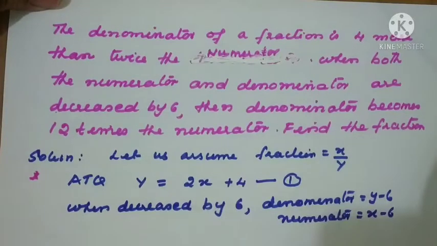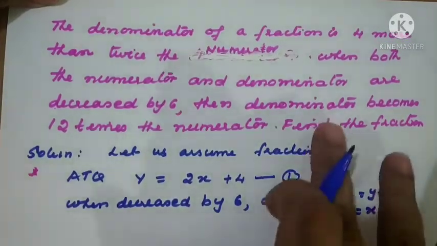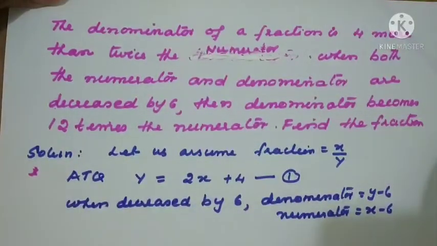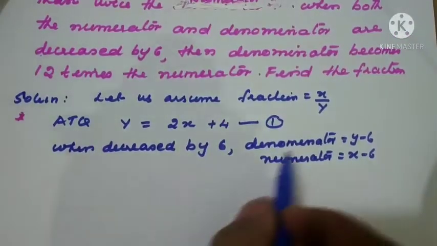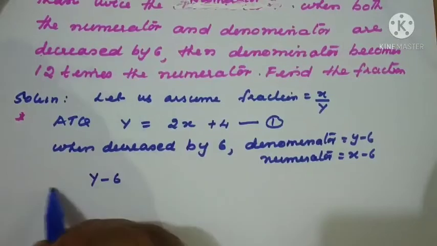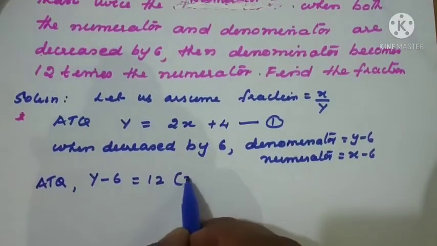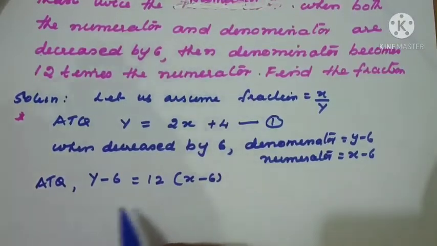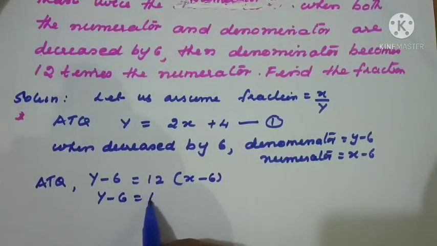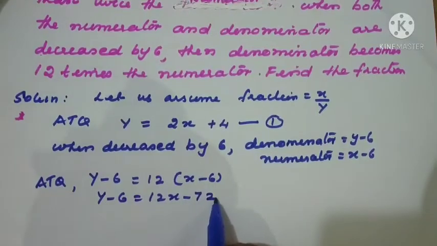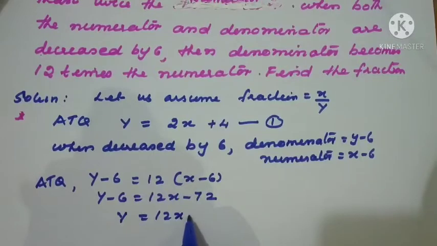Now what is the condition? According to the question, the denominator becomes 12 times the numerator. Denominator means y minus 6. I should write here, according to the question, 12 times the numerator. Now expand the bracket: 12x minus 72. So y equal to 12x minus 72 plus 6, equal to 12x minus 66.